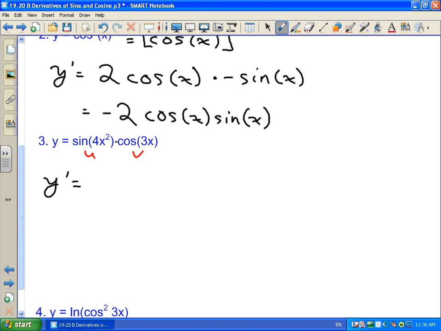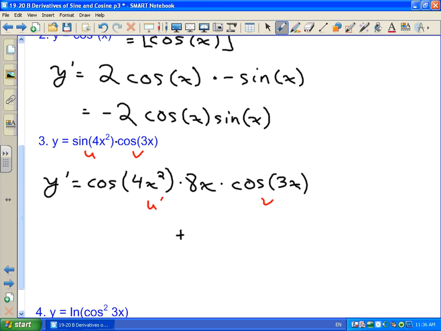So what is our derivative of u going to be if u is sine 4x squared? Derivative of sine is cosine, evaluated at that same inner function, and then multiply by the derivative of what's inside, which is 8x. So there's our u prime, and we have to multiply that by cos 3x. So that's our u prime, and this is v.